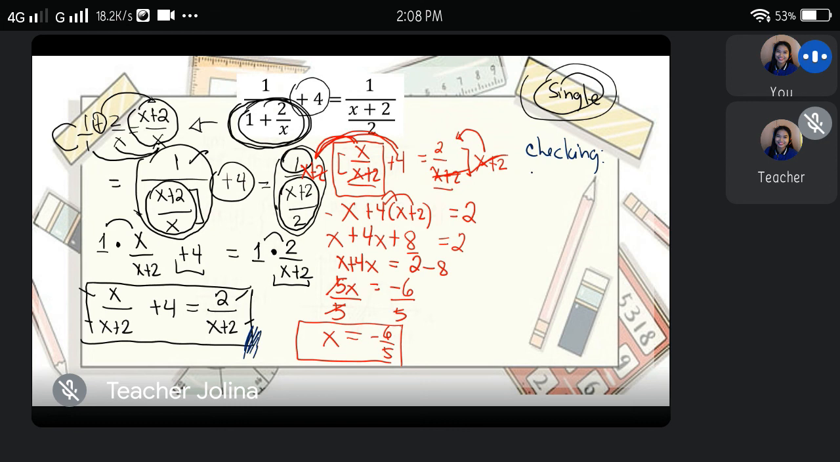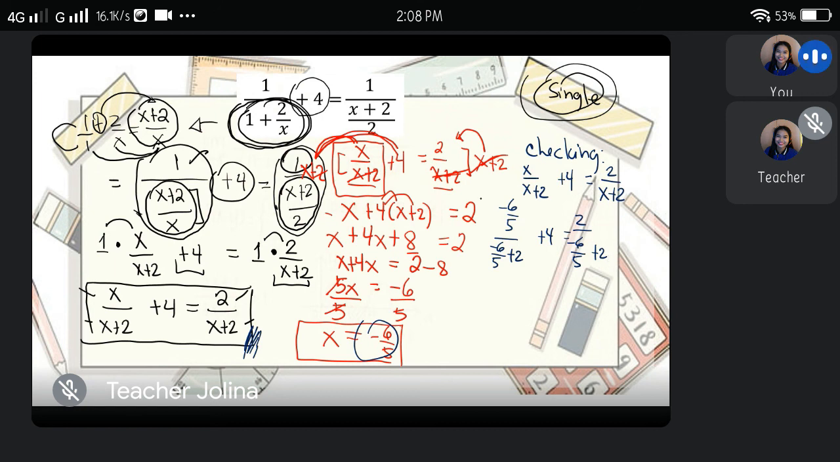So, we have here x over x plus 2 plus 4 equals 2 over x plus 2. Ayan. So, palitan natin lahat ng x ng negative 6 over 5. So, we have here negative 6 over 5 over negative 6 over 5 plus 2 plus 4 equals 2 over negative 6 over 5 plus 2. Again, lahat ng x pinalitan ng negative 6 over 5. The rest, copy lang. Okay, simplify natin.